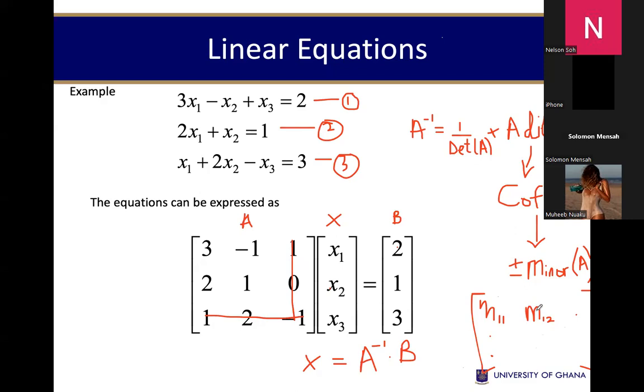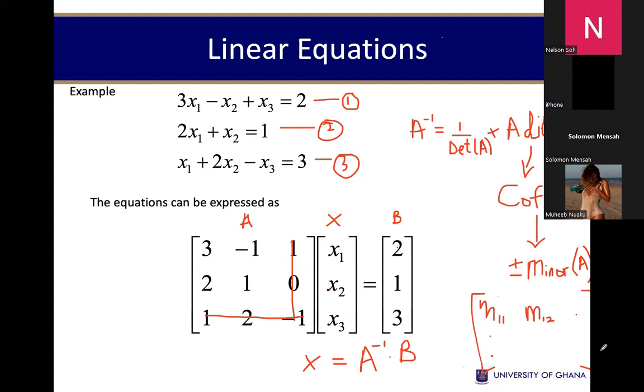-1, then the M13 becomes +1. Then when I come down all the way to M21, that becomes a negative, and then the M22 becomes positive, and then the M23 becomes negative. Then I can come down to M31, that will become positive, M32, that will become negative, and then M33, that will become positive.